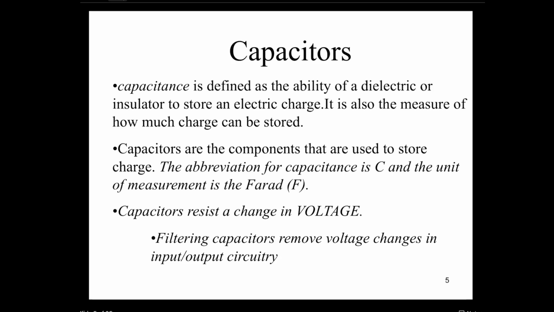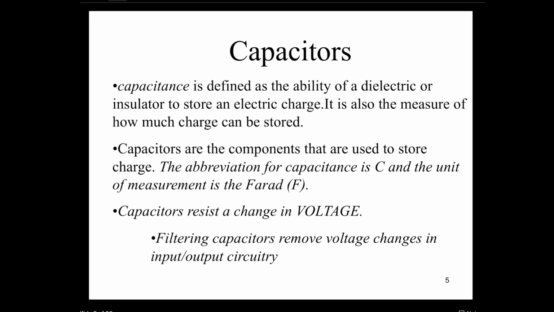When we look at capacitance, it's defined as the ability of a dielectric or the insulator to store an electric charge. It's also the measure of how much charge can be stored. So we said they're electrically isolated plates. Now, between the two plates of a capacitor, you could have simply an air gap. That air gap means that what's called the dielectric, the material between those two plates, would be the dielectric constant, or the dielectric value of air.